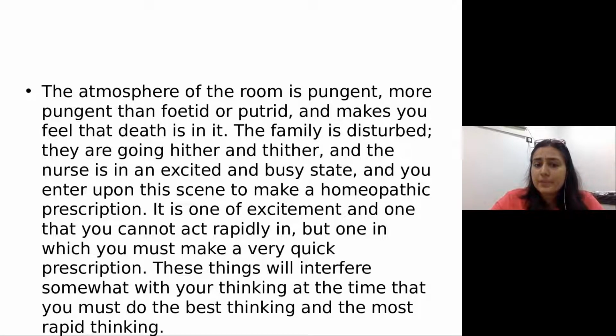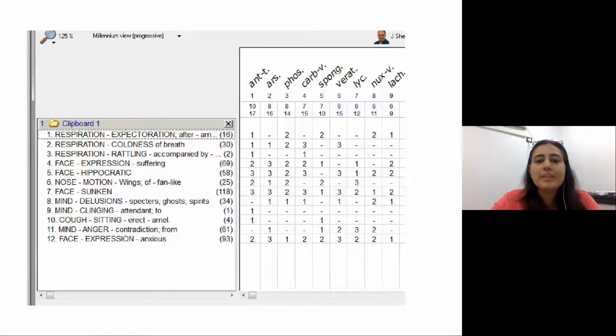The family is disturbed. Yes, the patient's family was disturbed. They are going hither and thither, and the nurse is in an excited and busy state. And then a homeopath enters the room for the prescription. And then what you see is you give a remedy and you see a quick reaction. So the remedy was very simple. The remedy I gave was antim-tart.